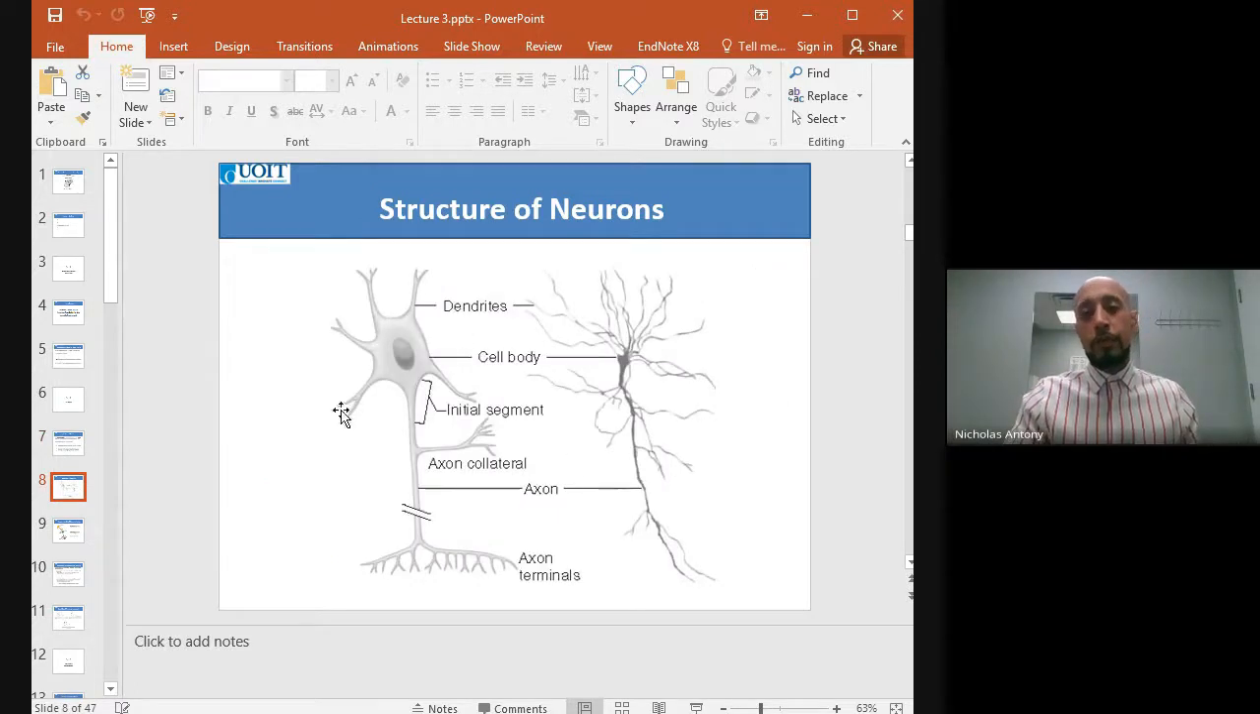So here we have the typical picture of a neuron. These would be the dendrites or receiving sites, the cell body, the axon, where the action potential is generated, and then these are the presynaptic terminals. This is where all the neurotransmitters are released, and then flow across the synaptic cleft to make contact with another neuron or muscle membrane.